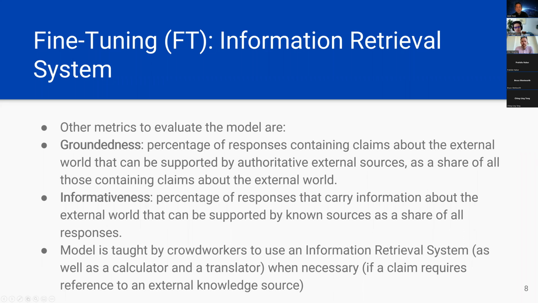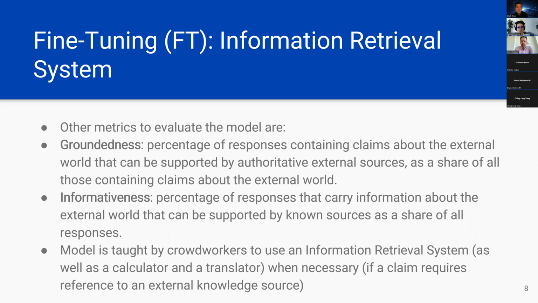So groundedness: the percentage of responses containing claims about the external world that can be supported by authoritative external resources, as a share of all those containing claims about the external world. Okay, so if you say that a famous person was born in a given year, right? You should be able to check it on Wikipedia, for instance.